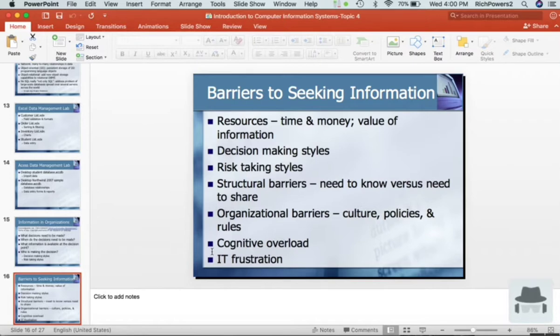Cognitive overload. We talked about this a little before. Basically, it's the amount of information people can hold in their heads at any given point in time. That is a real factor in the ability to make decisions, because sometimes you get too much information. Trying to get the right amount to make the right decision at the right time is a challenge.